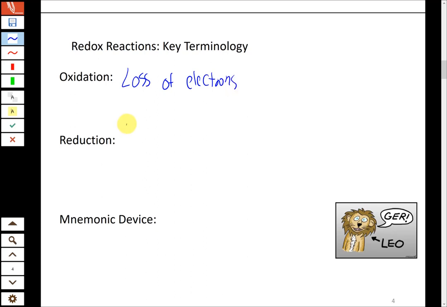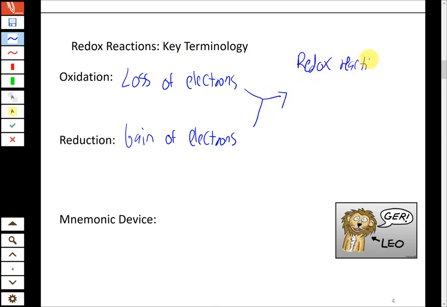And then reduction is the opposite. One of the reactants will gain electrons. And so those 2 together will form what's called a redox reaction. And in any chemical reaction, you're not going to create or destroy electrons. So that's why oxidation and reduction have to happen together. You can't have one without the other. If something loses electrons, something else has to gain those electrons that were lost. So they always go together as a redox reaction.